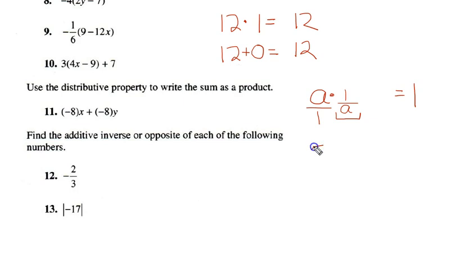So examples of it would be like 5 over 1. The reciprocal is 1 over 5. Now how about a negative 5? Well, its reciprocal would be a negative 1 over 5. Now in order to end up with a positive 1, both signs need to be the same.